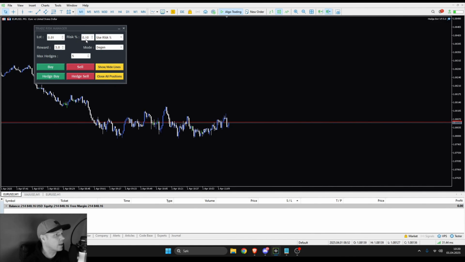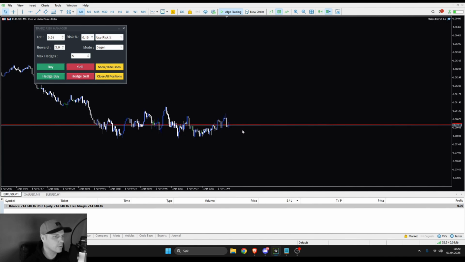The reason why we're using 0.10% risk and 5 max hedges is because you have a daily drawdown limit on FTMO, right? You have a maximum 5% daily drawdown limit. So using 0.10% risk on each trade is also safeguarding you from exceeding that 5% drawdown rule, which they have. So right now I have 214. So if I lose 5 hedges in a row, I'm going to lose 3.1% of the total account, which is less than the 5% daily drawdown.